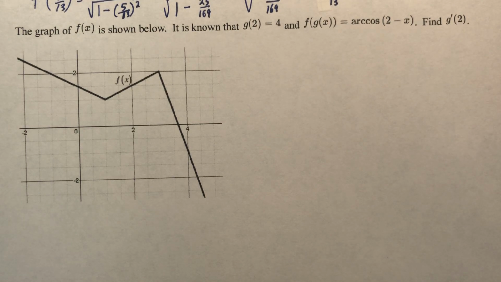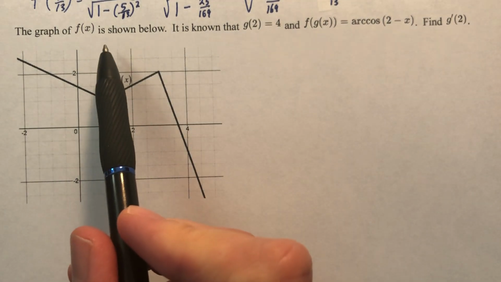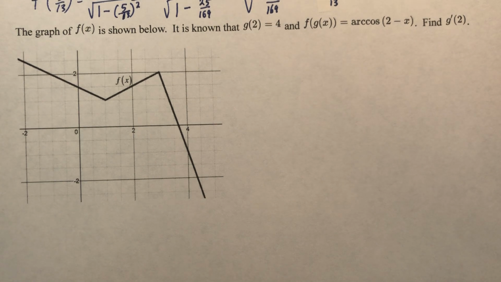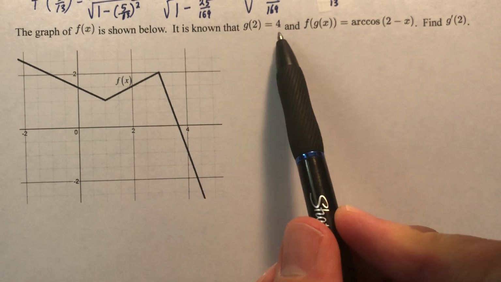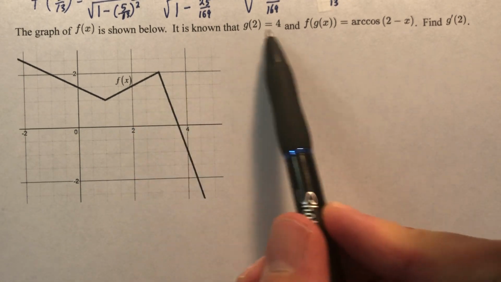Well, are you ready for a crazy one? I am. The graph of f is shown below. We use this graph a lot. I just keep recycling the same graph throughout the notes. It is known that g of 2 is equal to 4. Okay, here's f. There's something we know about g.